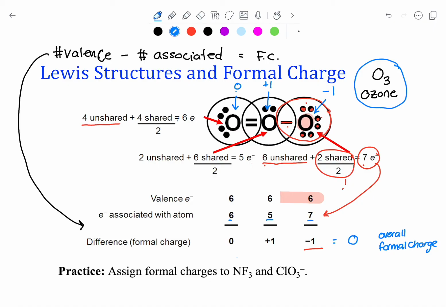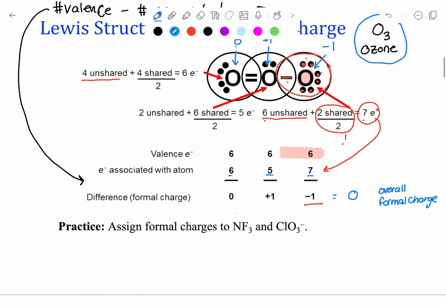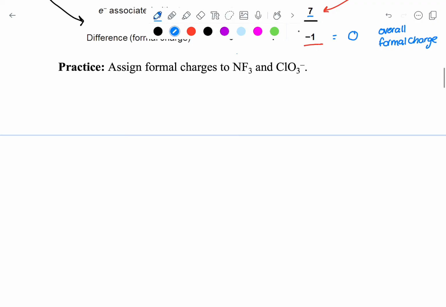If we have a charge on the molecule, then we should have an overall formal charge that equals the charge on that molecule. So let's do a few more examples of this, because again, just like our Lewis structures and what we were doing in our previous lessons, it's all best learned through practice. So let's practice assigning our formal charges for NF3 and ClO3-.